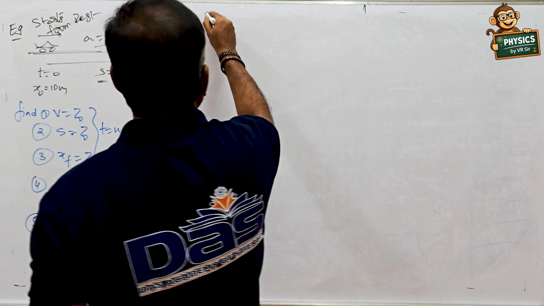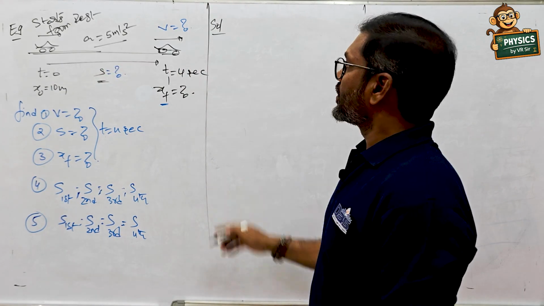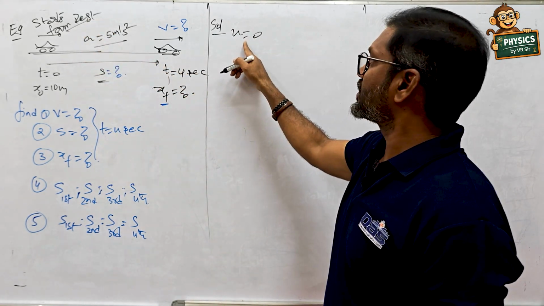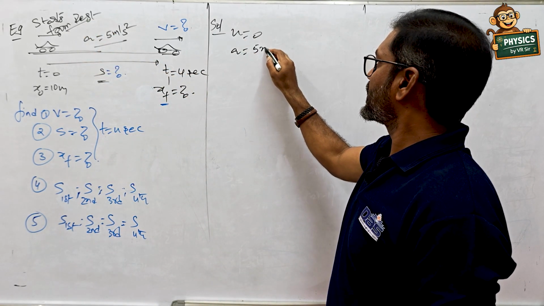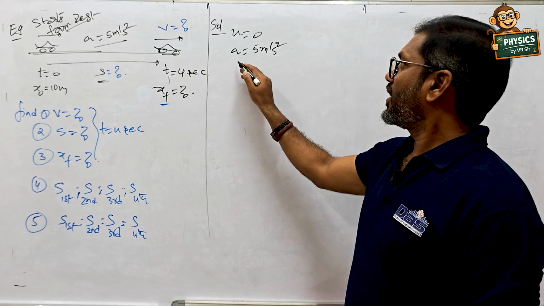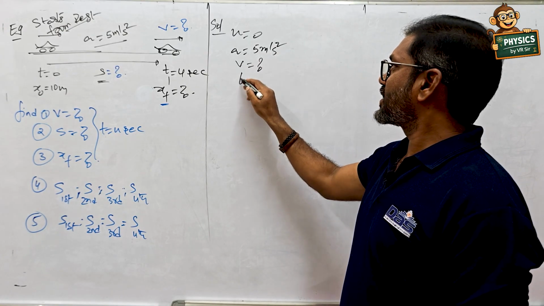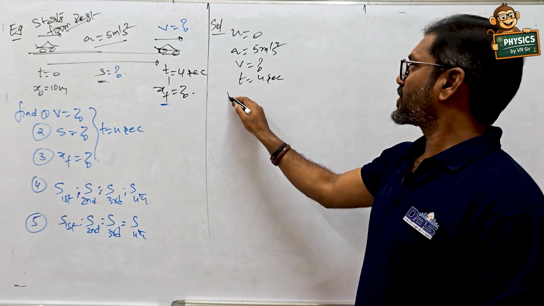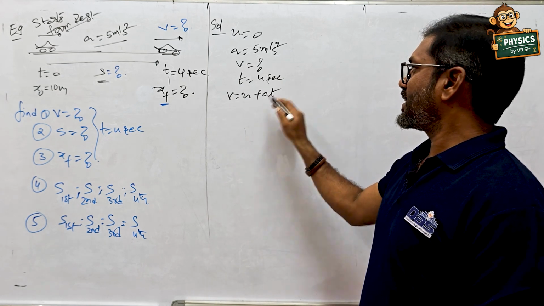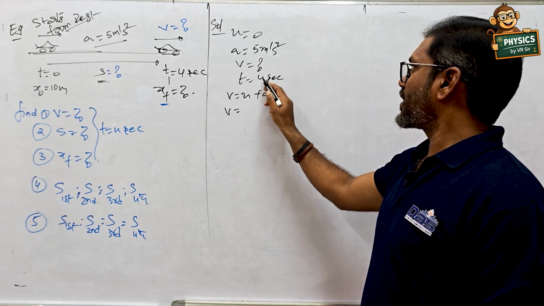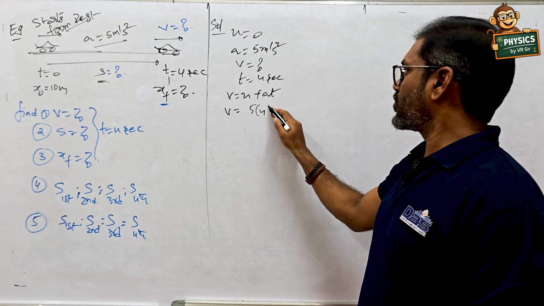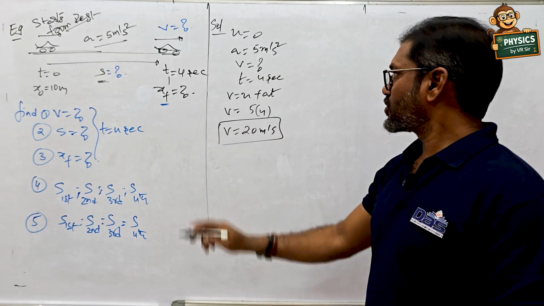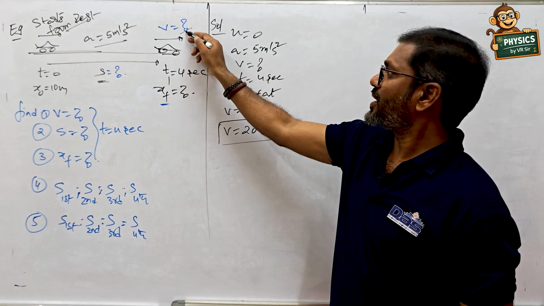Now let's see here. Solution. What is initial velocity given? Starts from rest, right? Initial velocity is 0. What is the acceleration given? 5 meters per second square. And what is the velocity they ask us? And what is the time given? 4 seconds. First let us focus on V is equivalent to U plus A T. V is equivalent to U, 0, plus A, 5, into T, 4. So what happened to this? 20 meters per second. So velocity after 4 seconds is 20 meters per second.